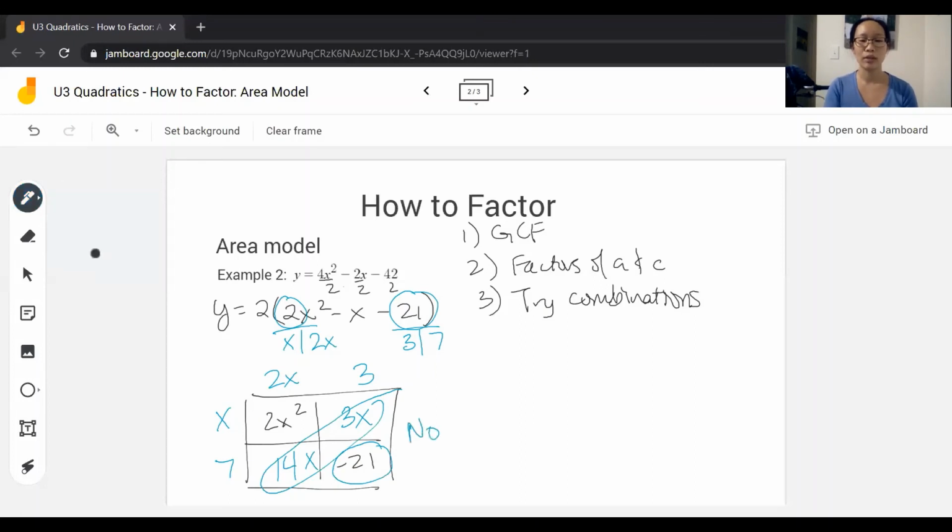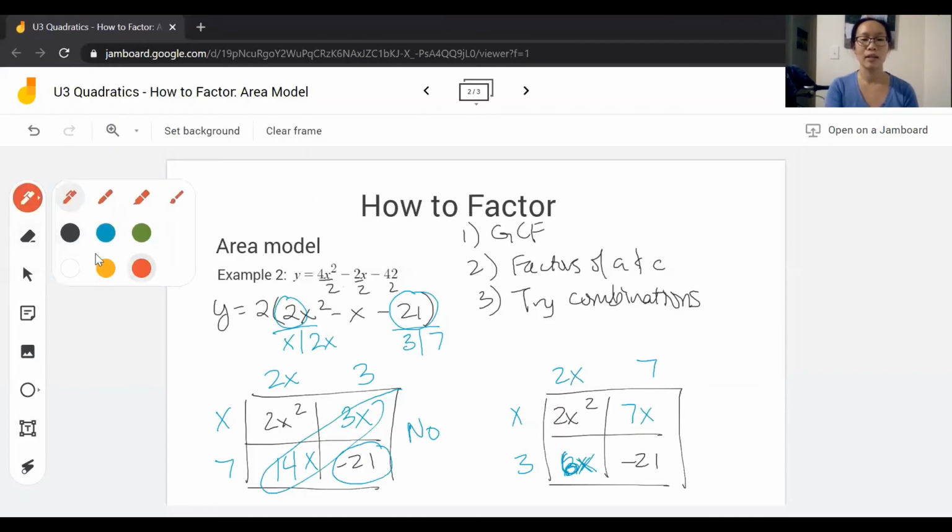I'm going to try the other one. The other combination puts a 7 here and a 3 here. And when I multiply x times 7, I get 7x, and then 2x times 3 is 6x. There is a combination of 6x and 7x that gives me a negative 1x, and I have that by taking a negative 7x and a positive 6x. Therefore, my negative comes up here with my 7, and my positive is here with my 3, and my factors are 2x minus 7 times x plus 3.